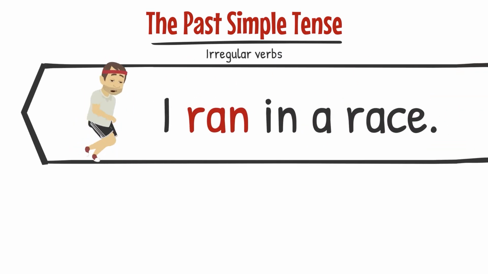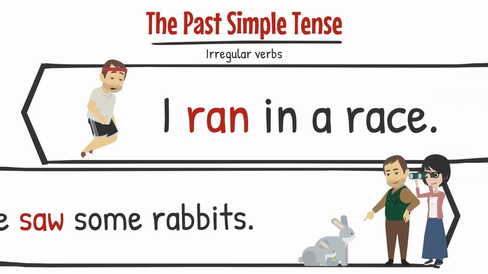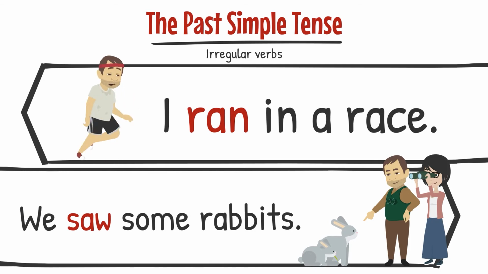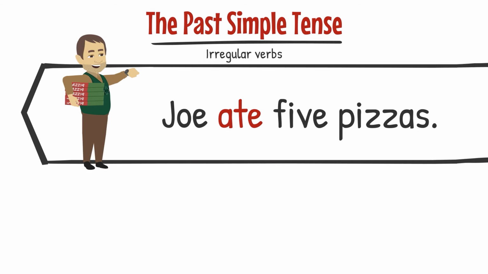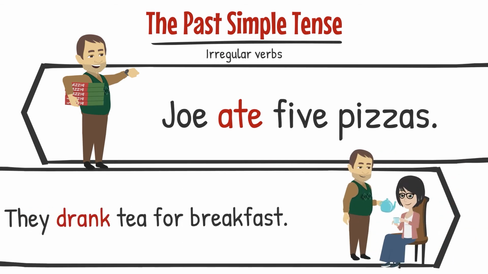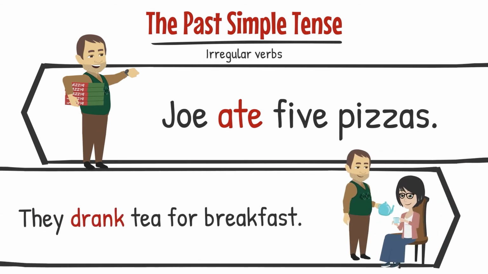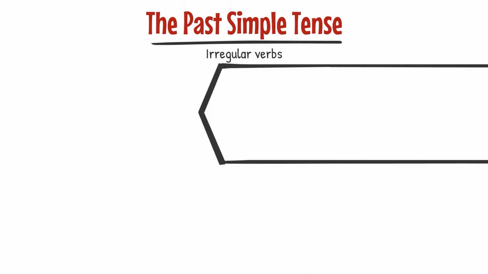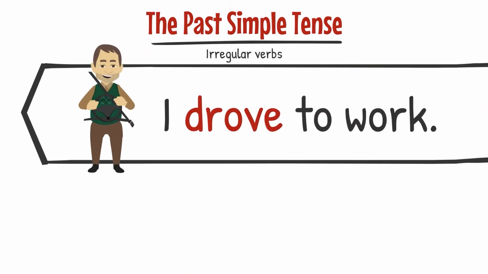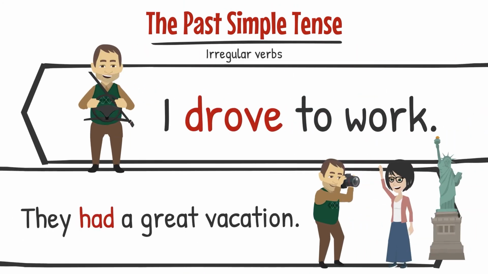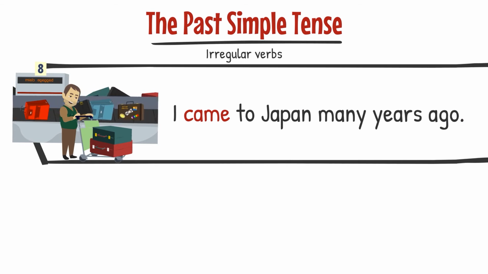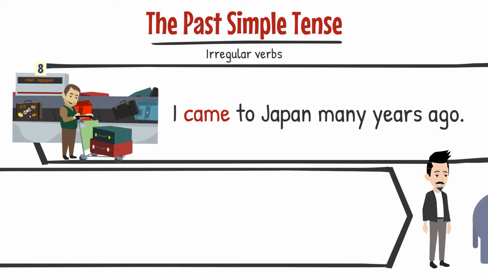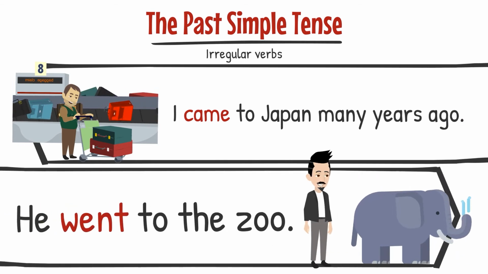I ran in a race. We saw some rabbits. Joe ate 5 pizzas. They drank tea for breakfast. I drove to work. They had a great vacation. I came to Japan many years ago. He went to the zoo.